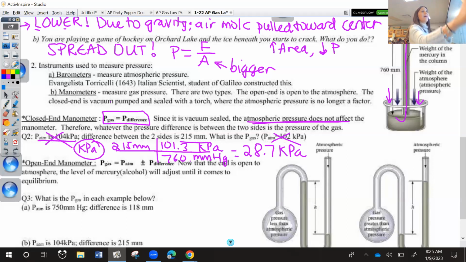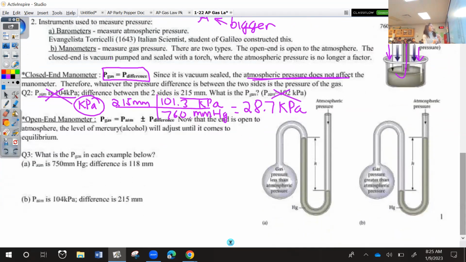Okay, open end manometers on the other hand. If it's open, then for the pressure of your gas, you need to know what the atmospheric pressure is, and then you're either going to add or you're going to subtract the pressure difference. So you're going to take the atmosphere and then add or subtract. How do you know if you're going to add or subtract?